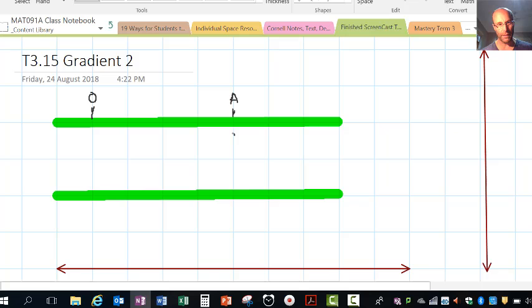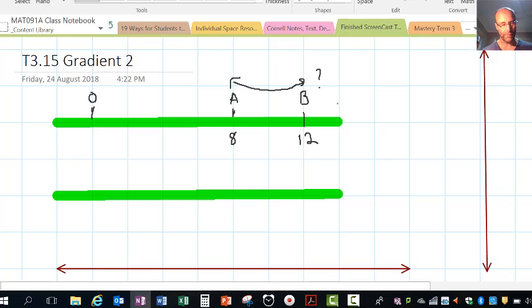Town A is 8 kilometers in a straight line from town 0. And then further down we have town B, and it's 12 kilometers. So we know how far each town is from point 0, the starting point, but how do we work out how far it is from town A to town B? How do we work out the distance, in a straight line, from A to B?